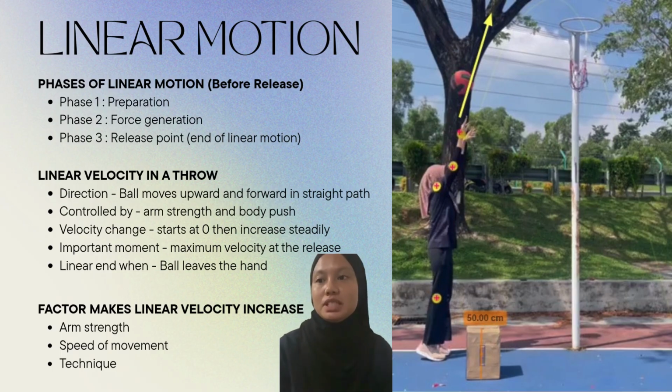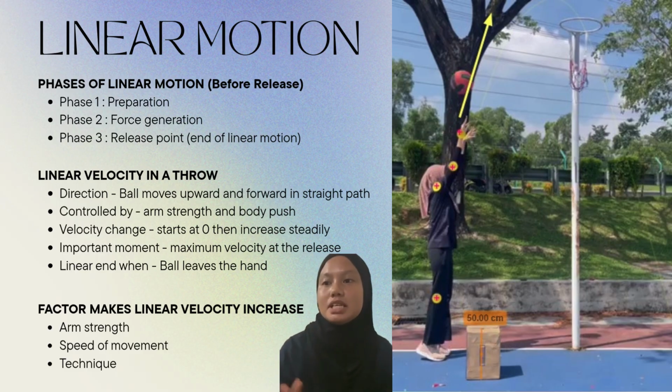We have three phases: preparation, force generation, and release point. The first phase is preparation. The player holds the ball steady near her chest or above her shoulder. No movement yet, muscles are active and ready to push. The second phase is force generation. The player starts to extend her arms forward and slightly upward. She may also use her legs to add power. The ball starts to move with the hand in a straight line.